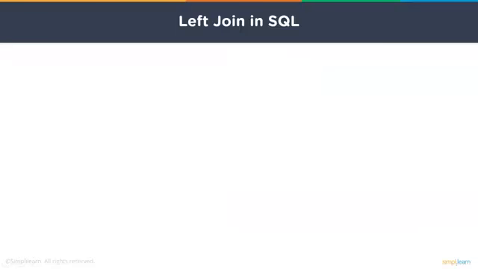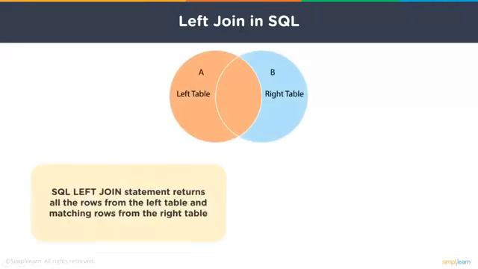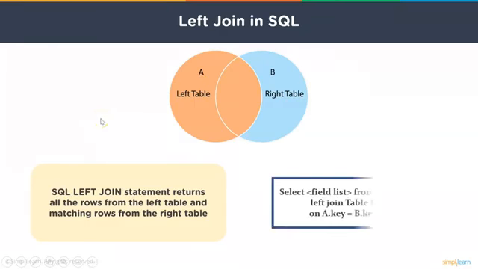Now talking about left joins, the SQL left join statement returns all the rows from the left table and the matching rows from the right table. So if you see this diagram, you can see we have all the rows from the left table, that is A, and only the matching rows from the right table, that is B. So you can see this overlapped region.